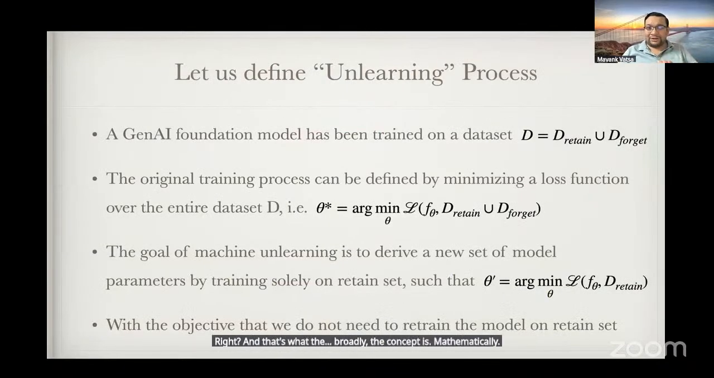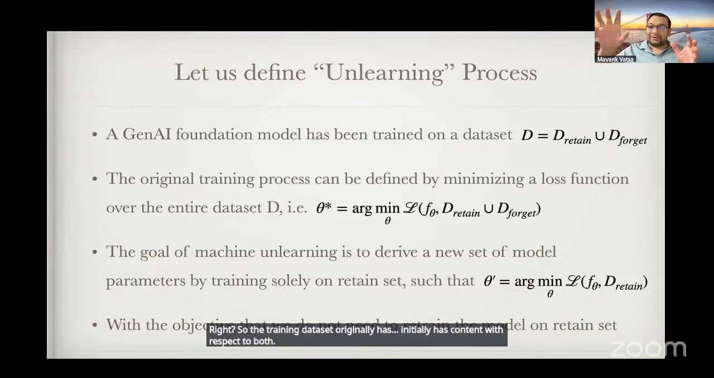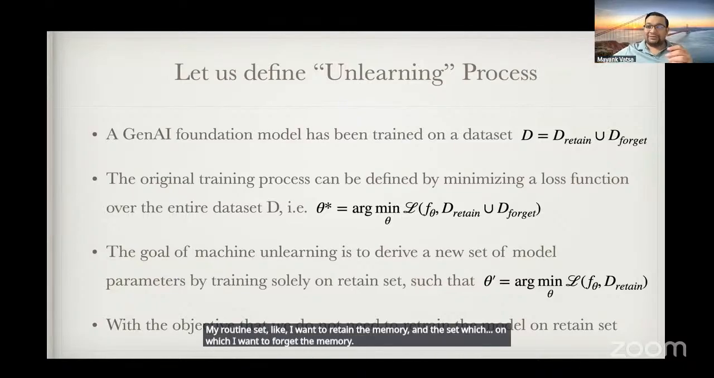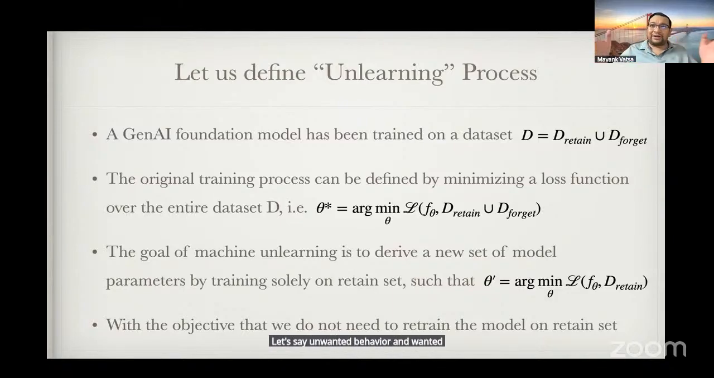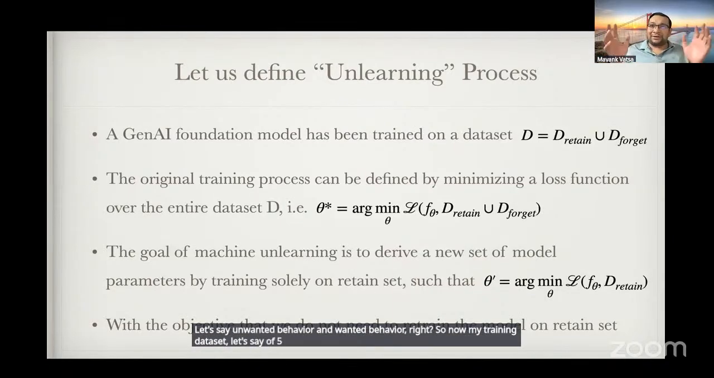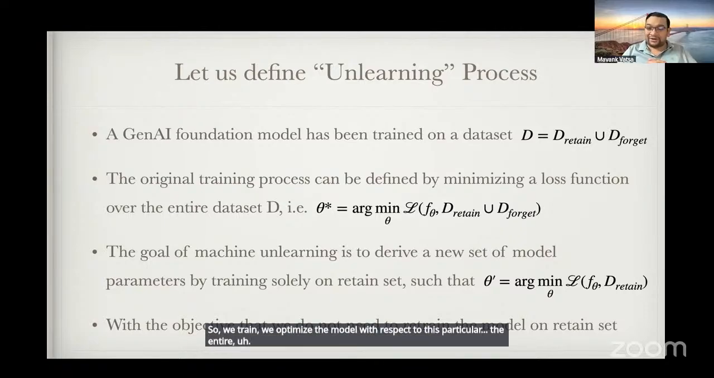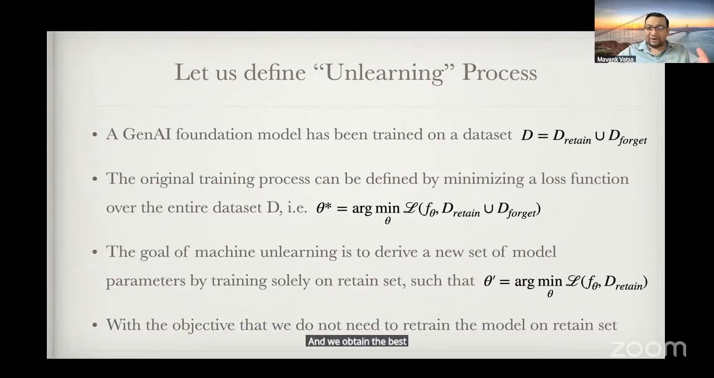Mathematically, how unlearning works is, we have an entire training data set. Initially it has content with respect to both my retain set, where I want to retain the memory, and the set where I want to forget the memory. Let's say unwanted behavior and wanted behavior. So my training data set, let's say 5 billion samples, has all the samples, and let's say only 5 samples were not wanted. We optimize the model with respect to the entire set, retain and forget set, and we obtain the best parameters and the model is trained.